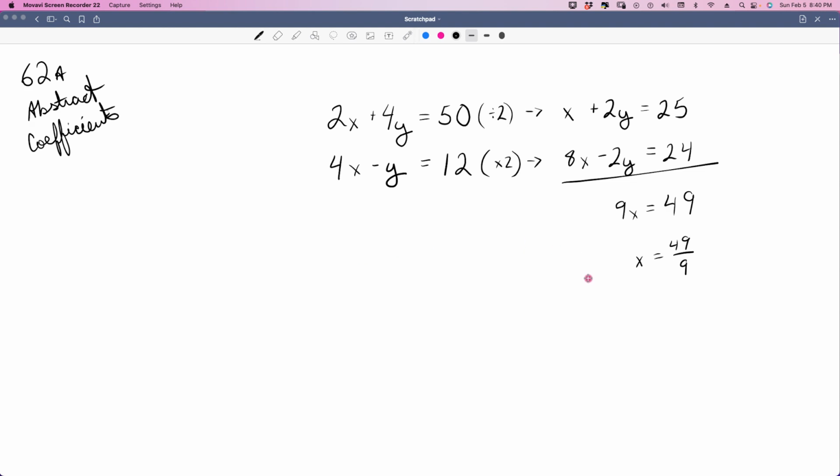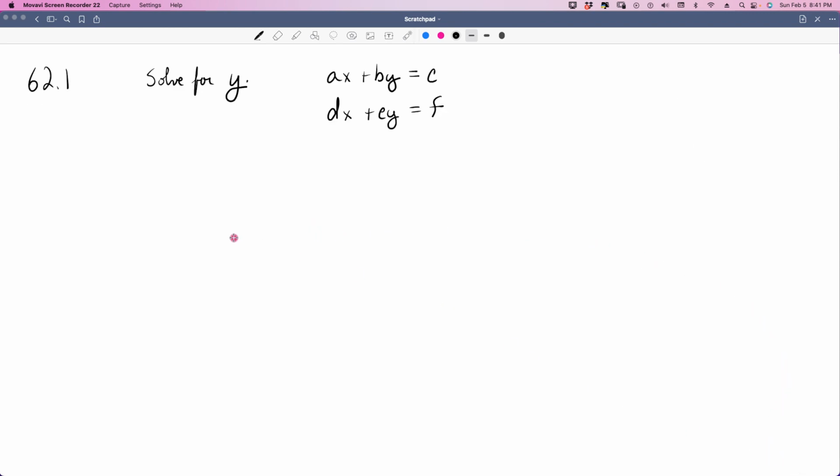We can do the same thing when we don't know what the coefficient is. We can find that abstract coefficient term that will give us the ability to eliminate. So let's try out a practice problem. So here is our system of equations, and you see we have a variable stand-in for the coefficient, and we need to solve for y.